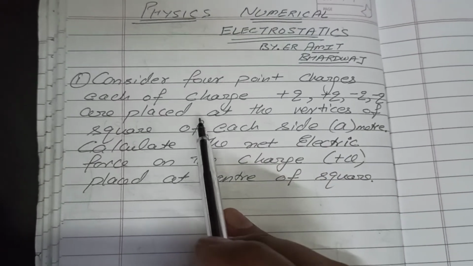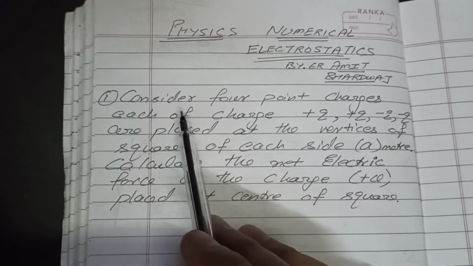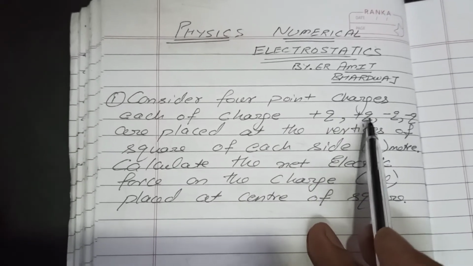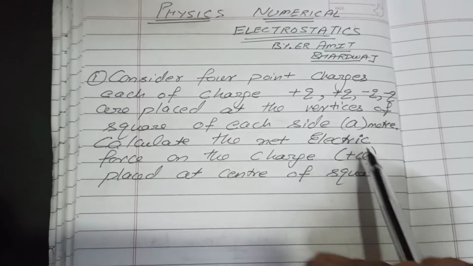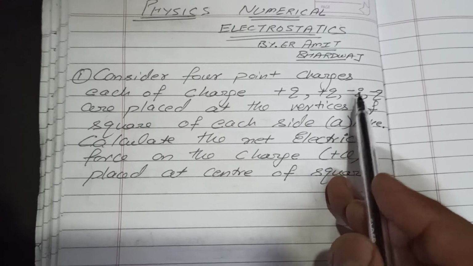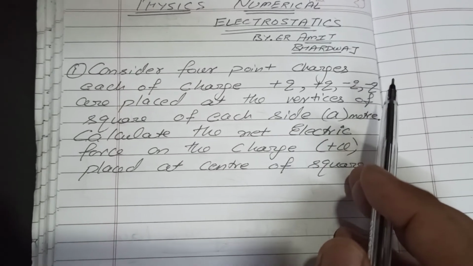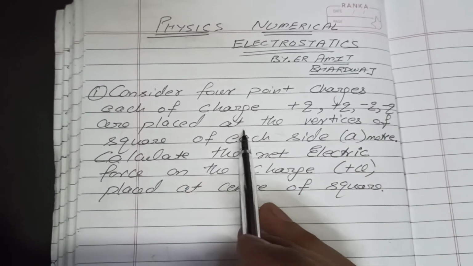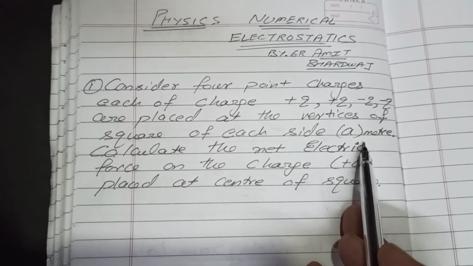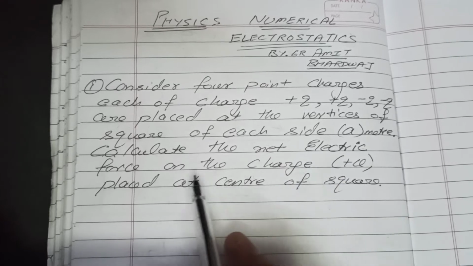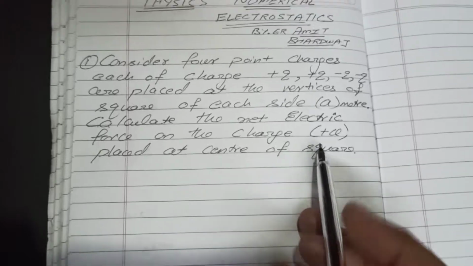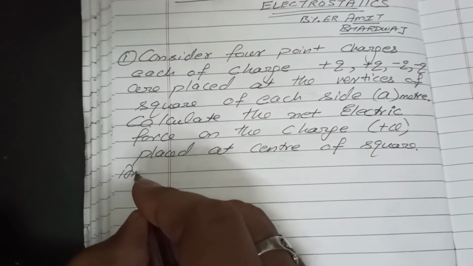It is very important from the board exam point of view. Consider 4-point charges, each of charge plus q, minus q, minus q. These charges may vary, whether it is plus q, minus q, or any of the charge natures can be given. They are placed at the vertices of a square of each side a meter. Calculate the net electric force on the charge capital plus Q placed at the center of the square.